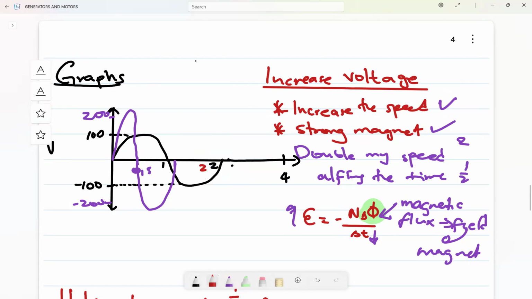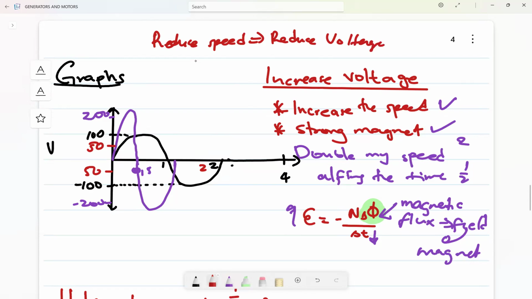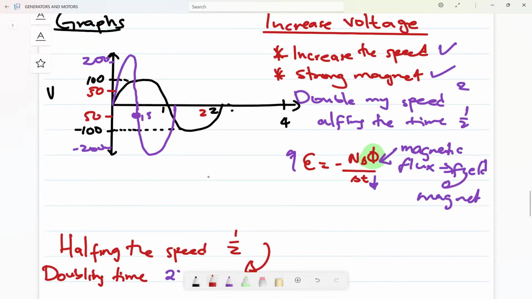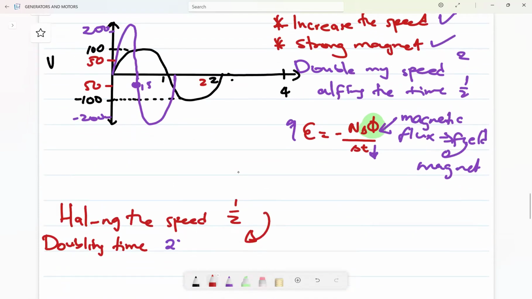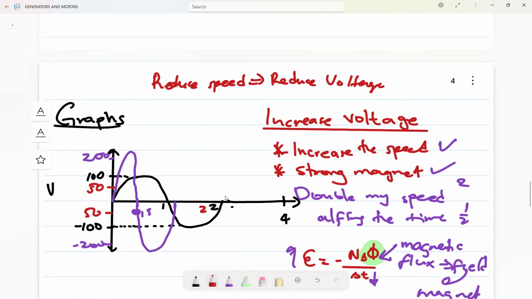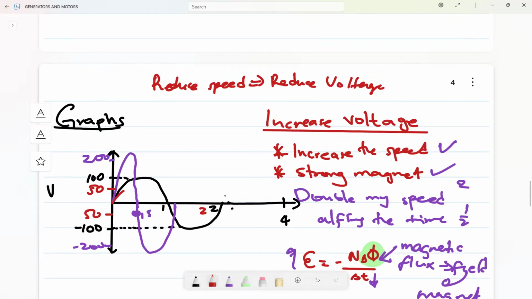When I reduce my speed, my voltage is also reduced. So it means my voltage will now be half. When I reduce my speed, I also reduce my voltage, by whatever factor. So I'm halving my speed. It means it's going to be 0 and 2, then 2, 2, 4.